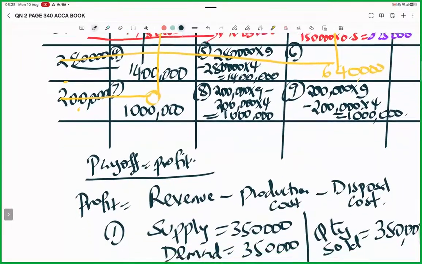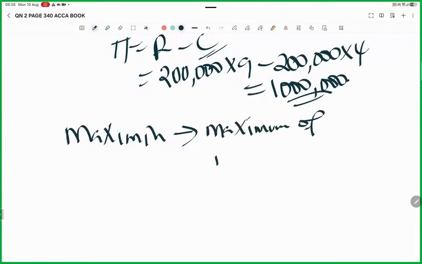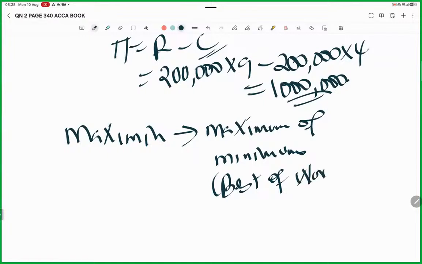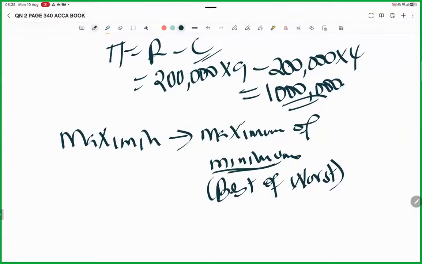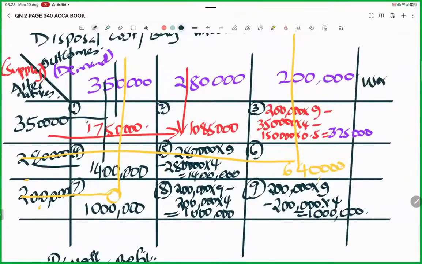But basically, when we talk of maximin, my very good students, what comes to my mind? Maximum of the minimums. Alternatively, it is max is best. Best of the worst. And normally we start with these minimums, these worst. So if we are here in the first alternative, the worst is the smallest profit.